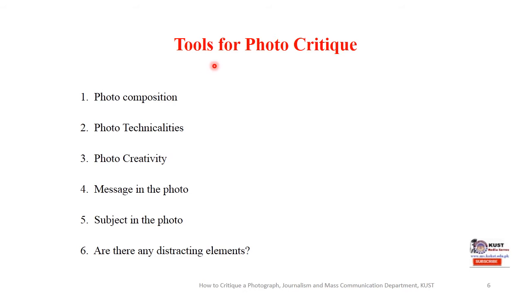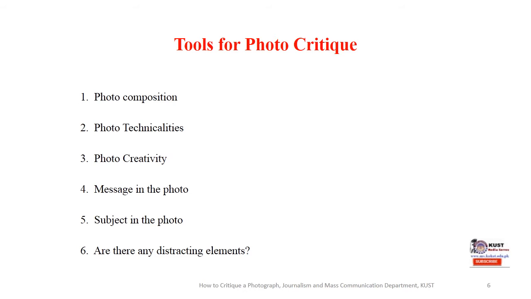It tells you that when you are given the responsibility of carrying out a photo critique, what are the techniques or the tools or the parts that you have to keep in mind. So these are photo composition, photo technicalities, photo creativity, message in the photo, subject in the photo, and any distracting elements. So these are the six elements that you have to look for in the photo when you are given the responsibility to carry out photo critique, and these will help you in carrying out photo critique.